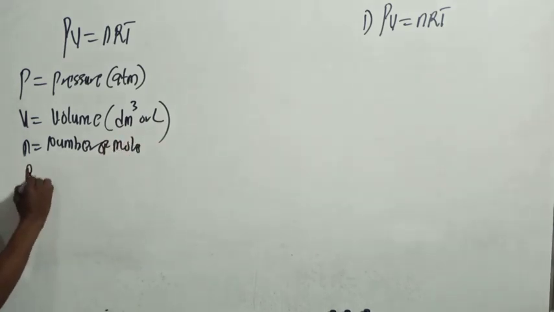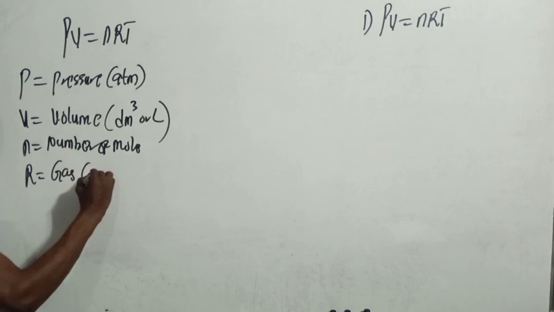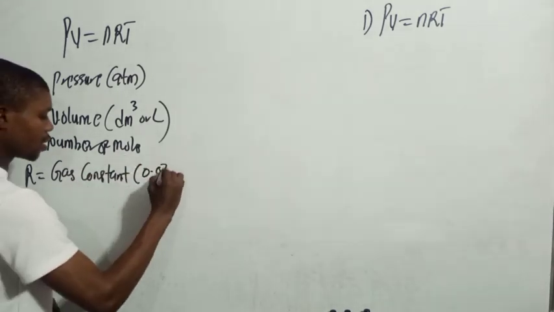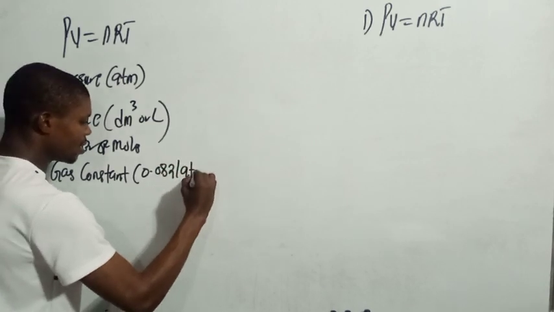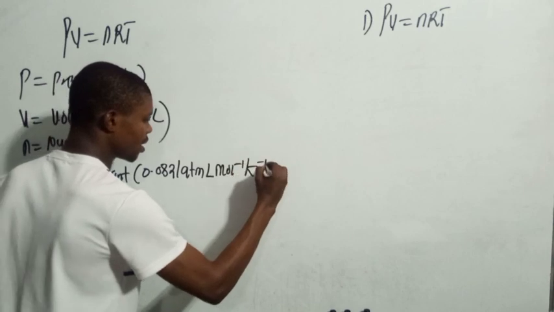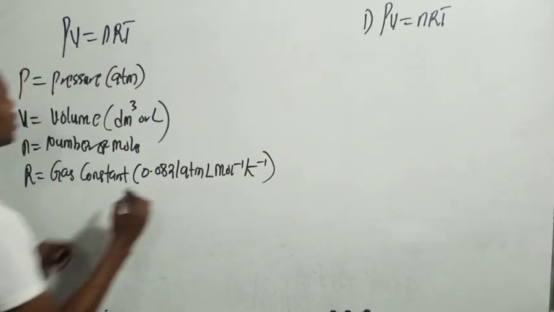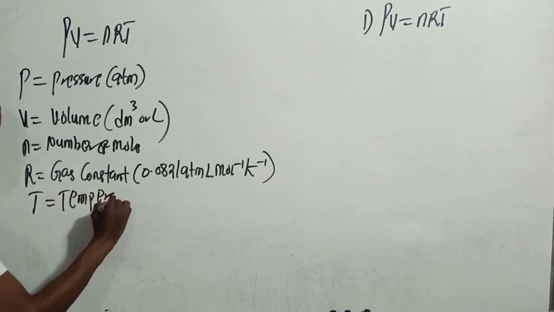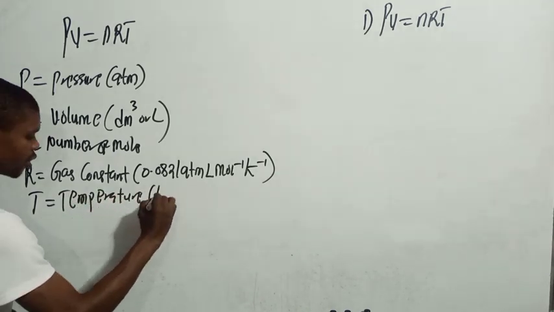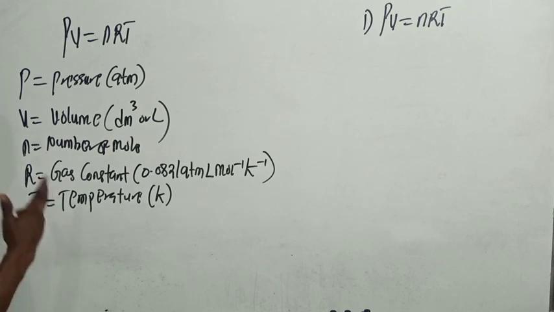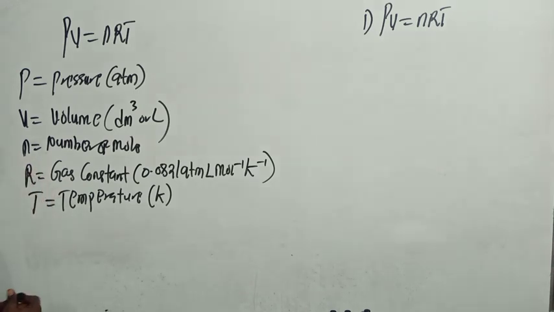Then R is the gas constant, 0.0821 atm liter per mole per Kelvin. Then T is the temperature of the gas, and it must be in Kelvin. So pay close attention to this one. You can pause the video and copy them out. Very, very important to take them.